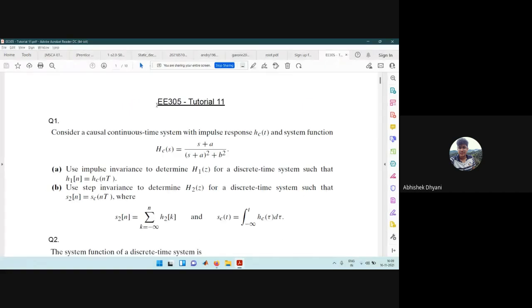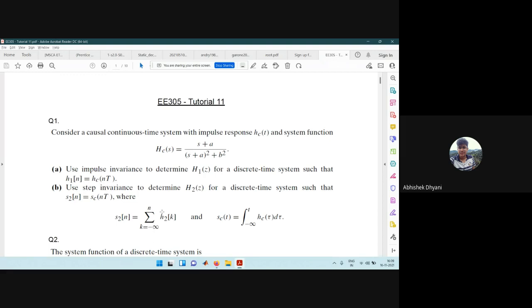Okay, coming to part 2, now it says apply step invariance to determine H2(z). Now the step invariance term is new, but it is actually nothing but, instead of using the impulse response, we will use the step response, which is denoted by s(t), and we will apply this invariance property here to obtain this discrete time system, which is H2(z).